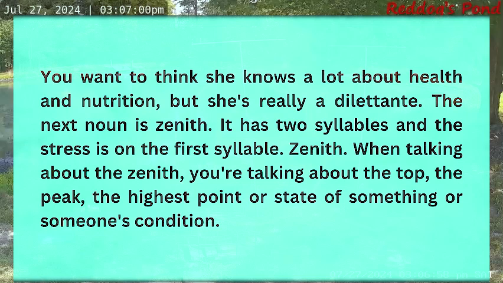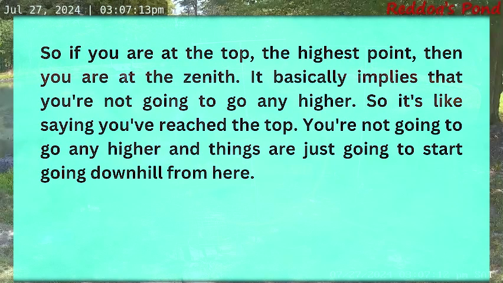The next noun is zenith. It has 2 syllables, and the stress is on the first syllable, zenith. When talking about the zenith, you're talking about the top, the peak, the highest point or state of something or someone's condition. So if you are at the top, the highest point, then you are at the zenith. It basically implies that you're not going to go any higher. So it's like saying you've reached the top. You're not going to go any higher, and things are just going to start going downhill from here.